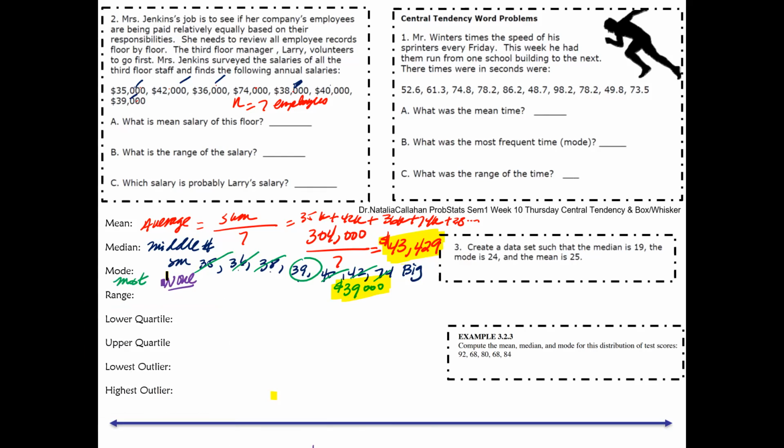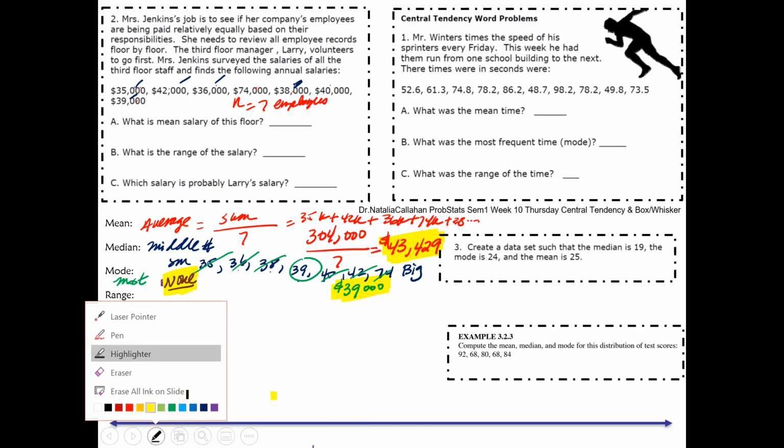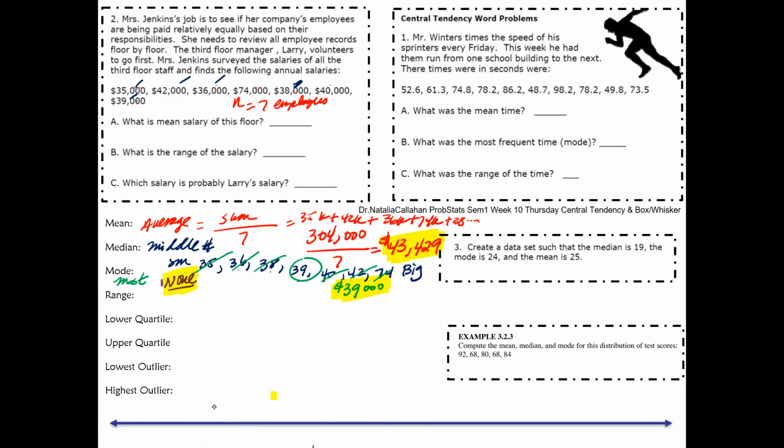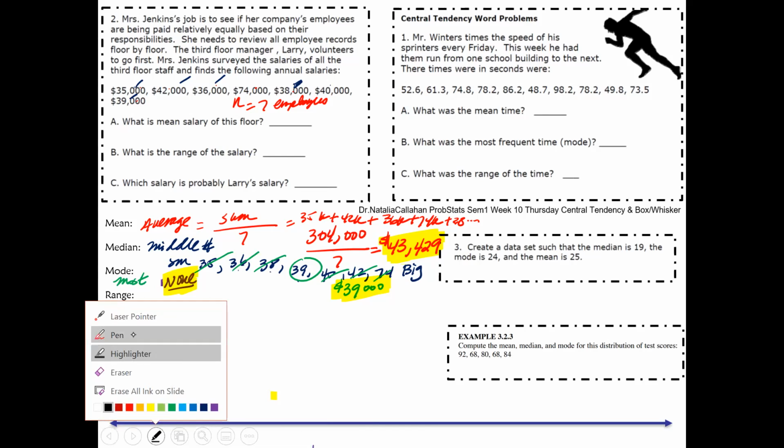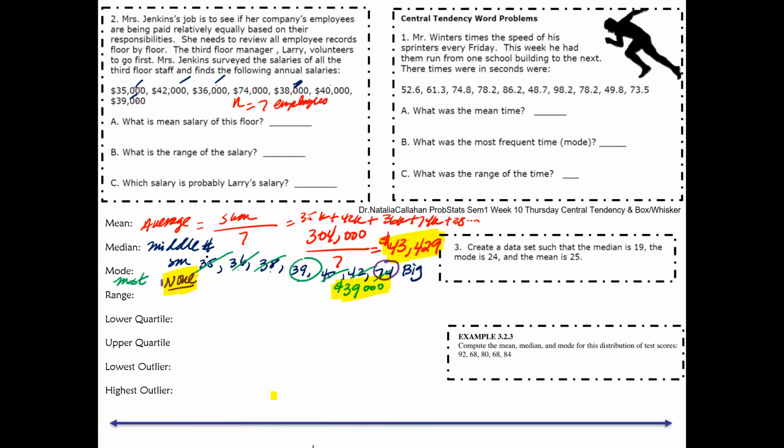Now your range is going to be the biggest number minus the smallest number. So your biggest number, as you can see here, is 74. And your smallest number is 35. So 74 minus 35 is going to give you 39,000.